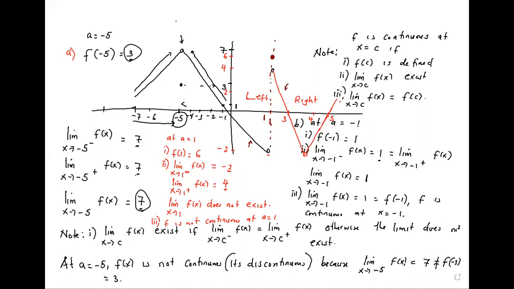What was the other question? Yes, what if that point at 4 from the red graph was also a shaded point, defined there also? It's not possible.